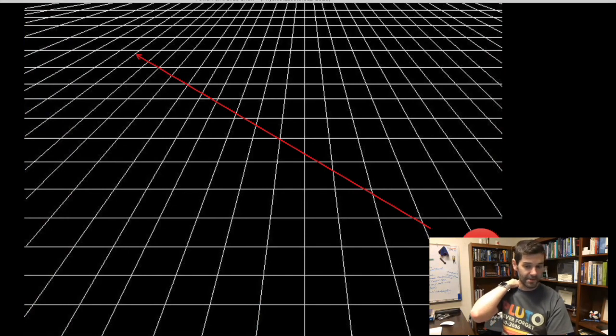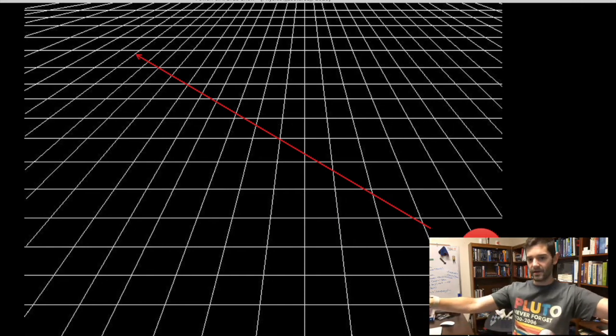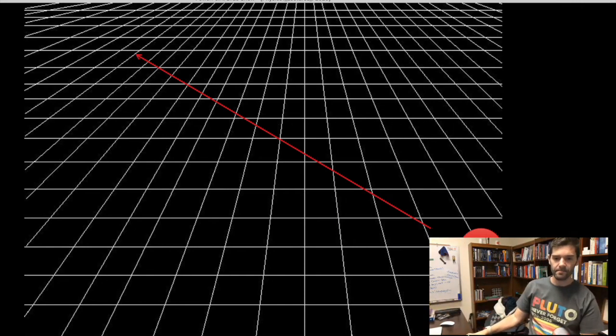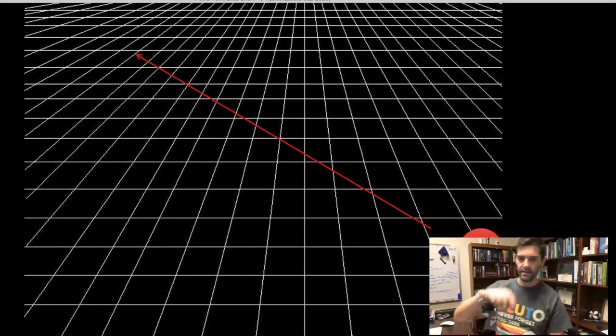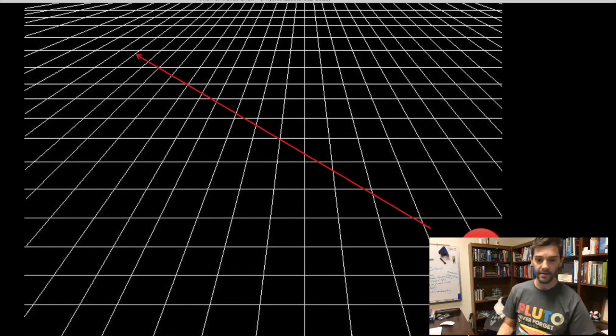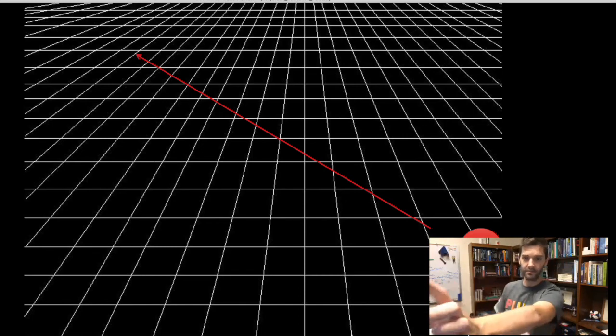So the idea here is you can imagine I have some sort of ball and I have a flat piece of fabric and I call it space-time. It's completely flat, and if I were to roll a ball across that fabric, the ball would travel in a straight line.